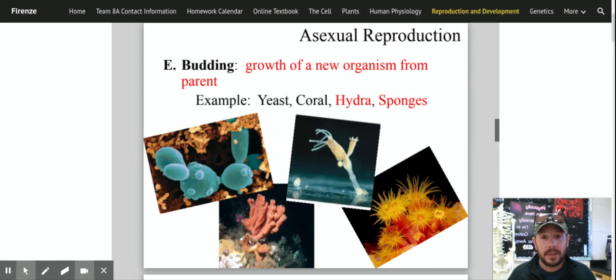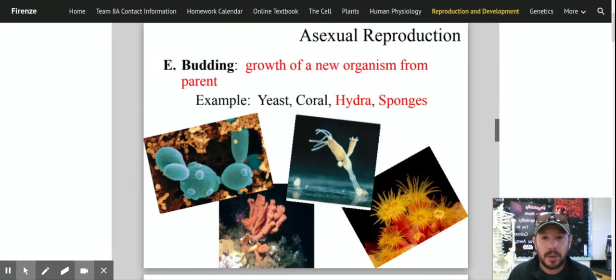So picture it like this. Picture being able to grow a little you out of your shoulder. And when the new little you, like a little mini you or a little mini me, is finished growing and ready to be on its own, it just pops off your shoulder and you have a little mini you. You just pop them in your pocket. You have a best friend for life.